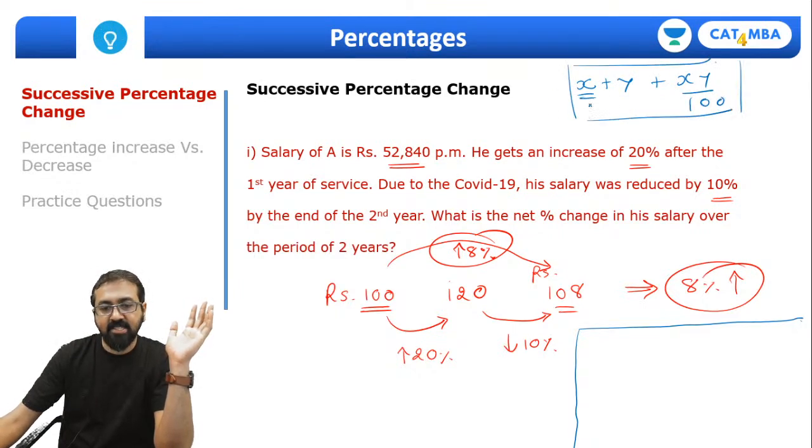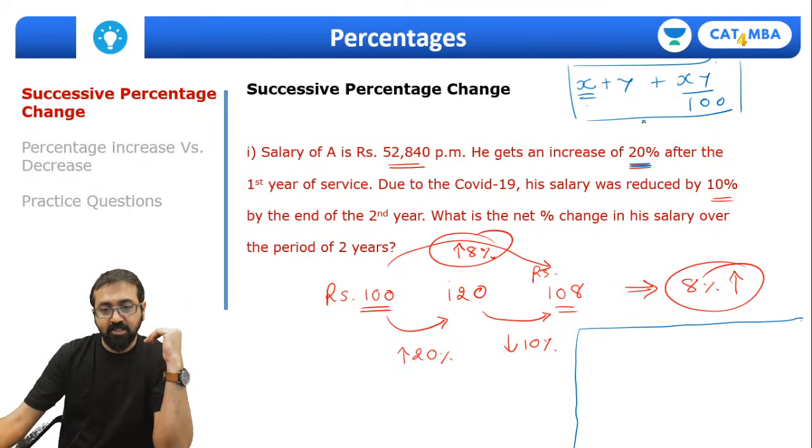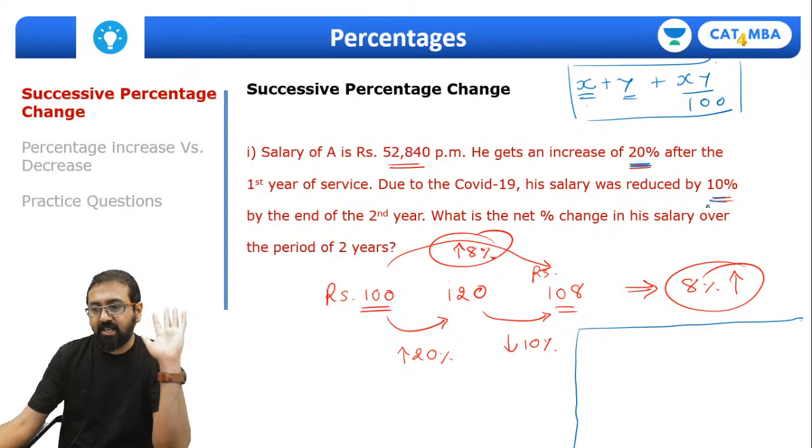Now what is x? X is the first percentage change. If it is increased, take positive. If it is decreased, take negative. Same way, what is y? It's the second percentage change. Again, if it is increased, take positive. If it is decreased, then take negative.